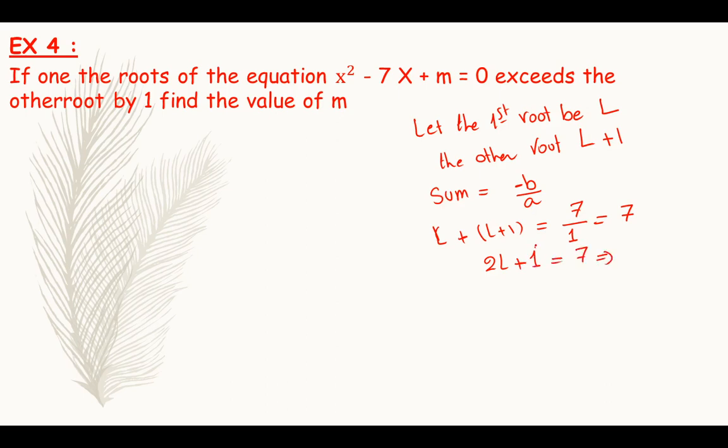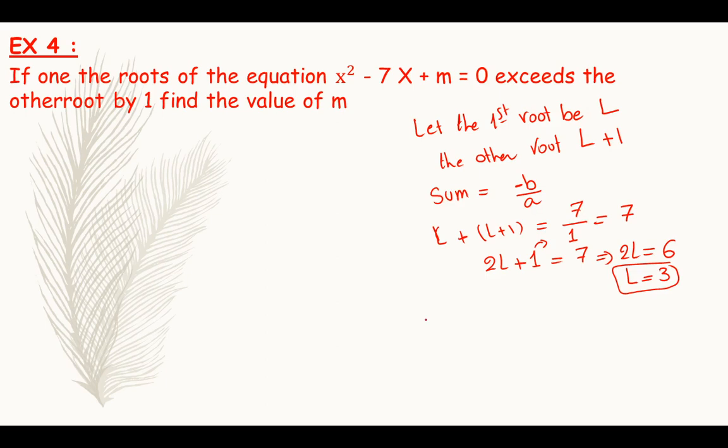So 1 will go to the other side. So 2L equals 7 minus 1 equals 6. And from here, L equals 6 divided by 2. So L equals 3. Okay? But here we don't want to find the value of L. We want to find the value of M.